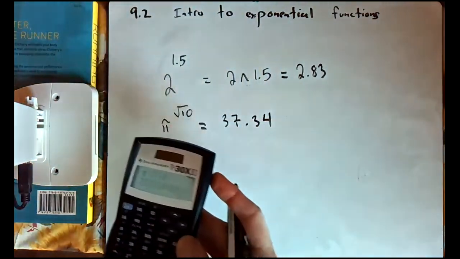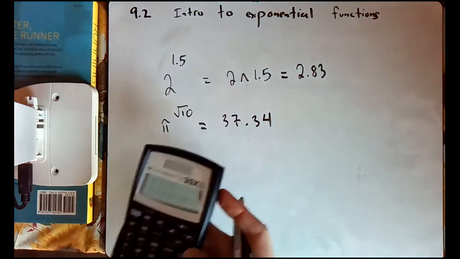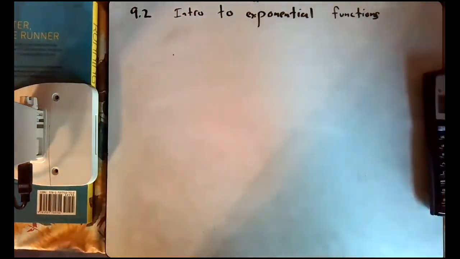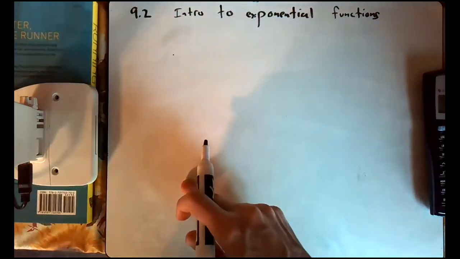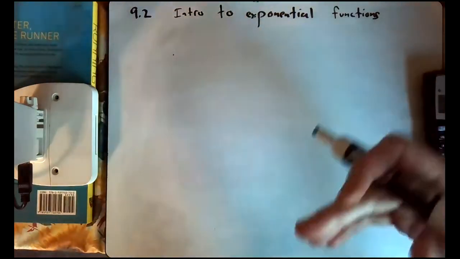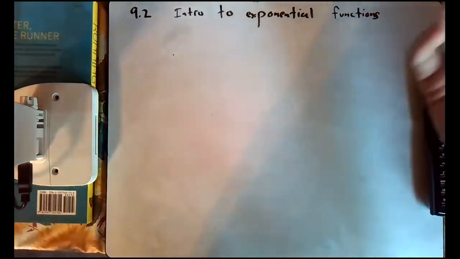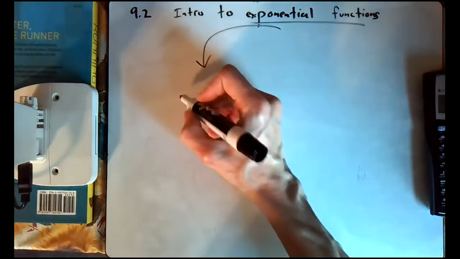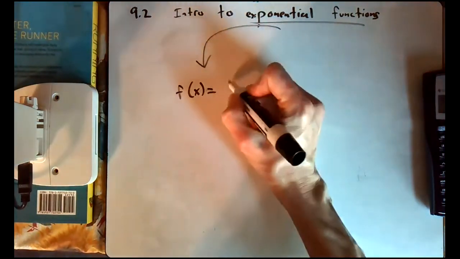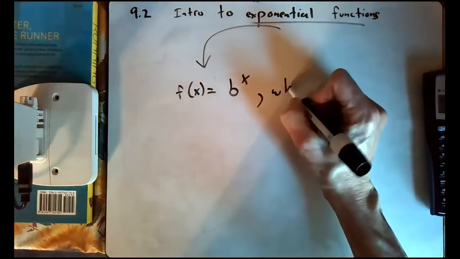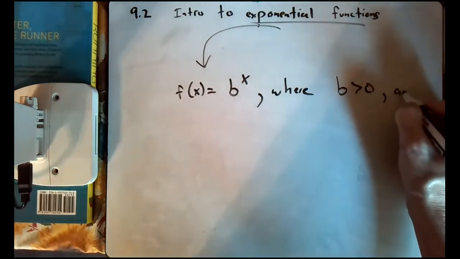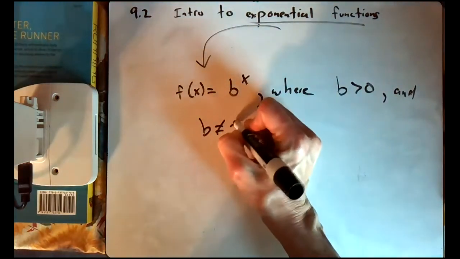Now, what is all this for? What is the definition of an exponential function? All that we've been looking at so far are exponential expressions, which are just numbers that we can simplify. But a function has some kind of variable. So an exponential function is actually f of x equals b to the x, where b is greater than 0 and b cannot equal 1.